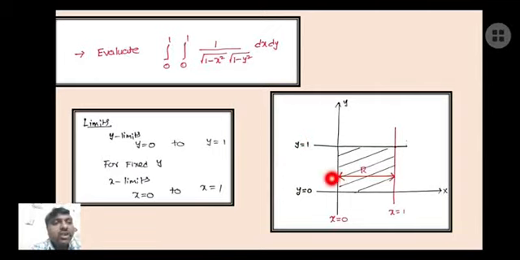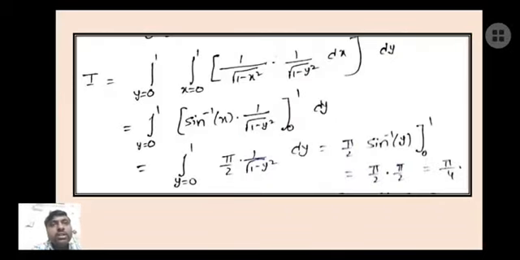For a fixed y, you can write the x limits. In the bottom of the region, the lower limit is x equal to 0. So this line represents x equal to 0. In the same way, your upper limit is x equal to 1. So this is your line x equal to 1. Okay, now I go through the simplification here.